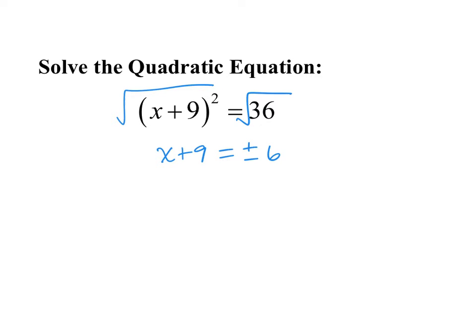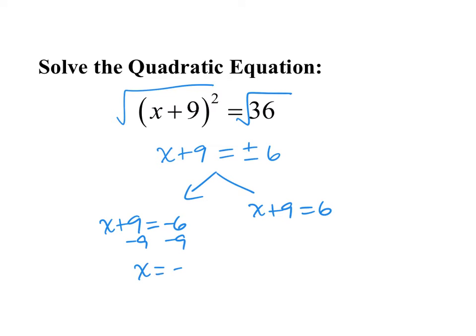So now to find our two solutions, let's go ahead and rewrite two separate equations. The first one, let's say x plus 9 equals -6, and the other one would be when x plus 9 equals +6. Then we'll solve both of those equations for x. On the first one, we'll get x equals -15, because -6 minus 9 more would give us -15. And our second solution then would be when x equals -3.